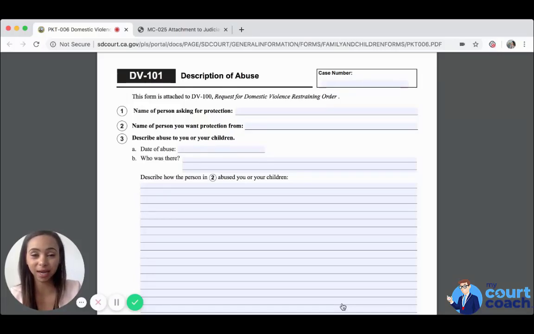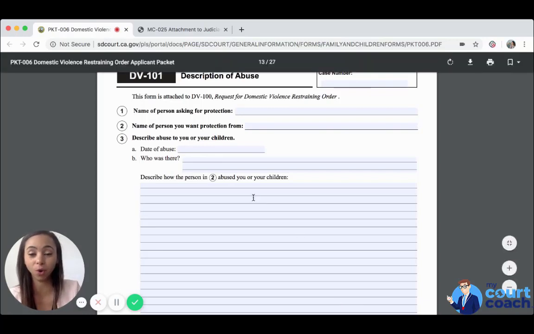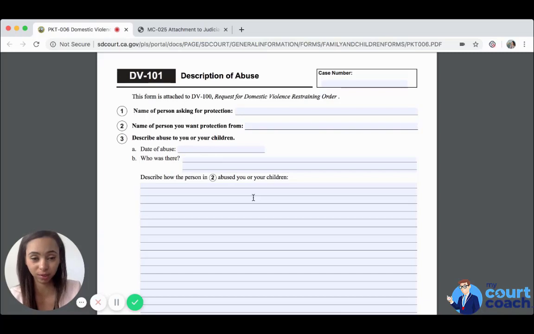I'm Jaylyn, and I'll be your instructor as we navigate through Form DV-101, Description of Abuse. Now, this form that we're looking at right here on my screen is an optional form. It's an optional Judicial Council form. That means you do not have to use it as an attachment to your request for domestic violence restraining order.